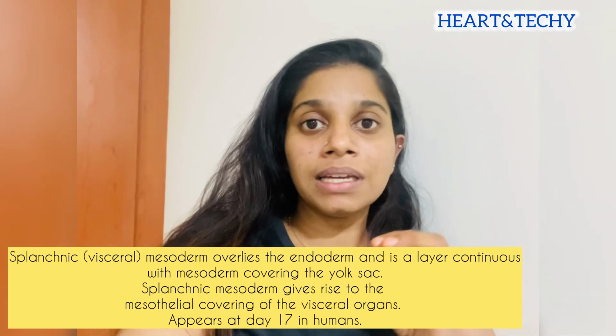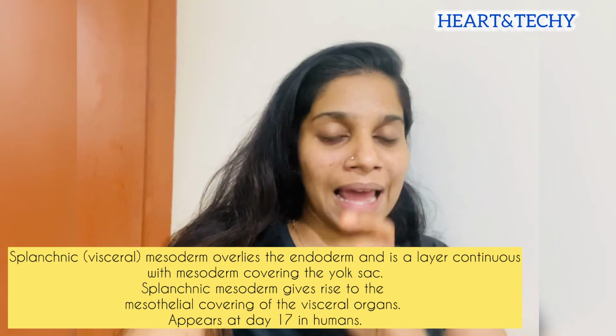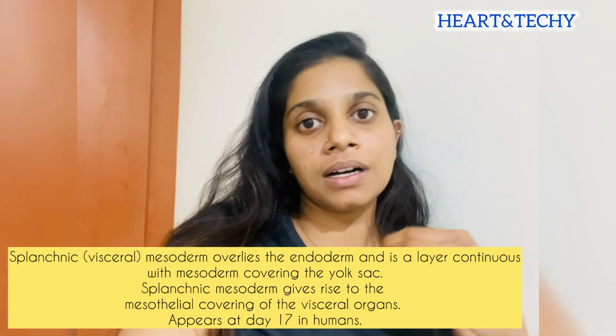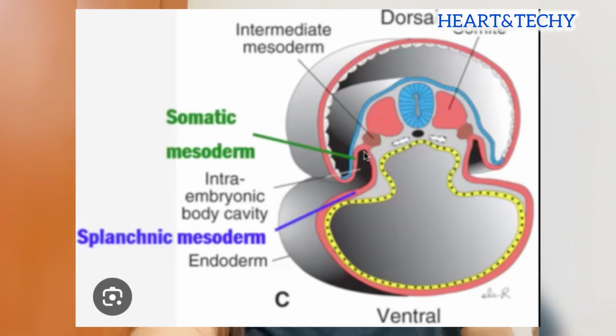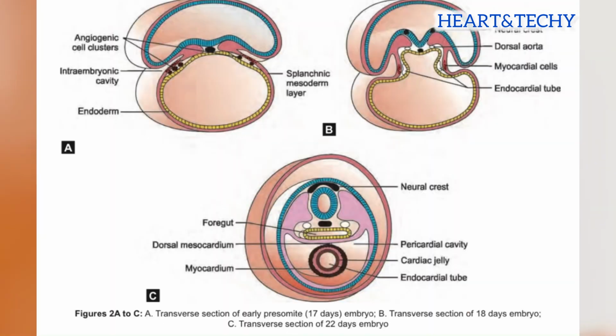So what is meant by splanchnic mesoderm? Splanchnic refers to the layer from where the embryo is getting developed, from where the yolk sac is getting developed. The layer in which the yolk sac develops is known as the splanchnic mesoderm. From this splanchnic mesoderm only, our cardiac cells, the cardiac progenitor cells, are getting developed.